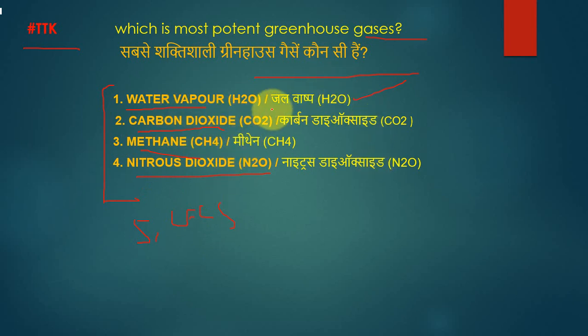This is the hierarchy, just try to remember the most potent greenhouse gases. The first one is water vapor, H2O. The second one is carbon dioxide, CO2. The third one is methane, and the last one is nitrous oxide.